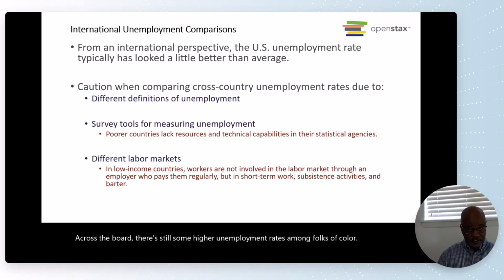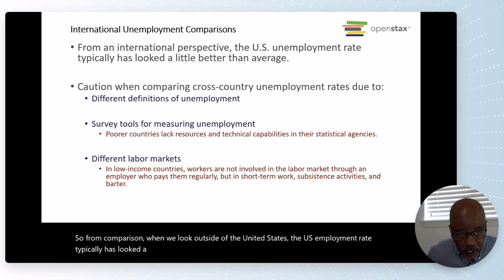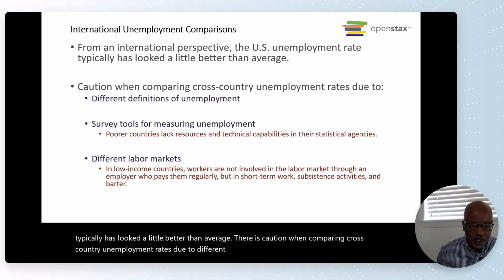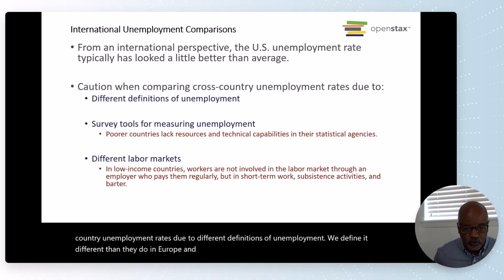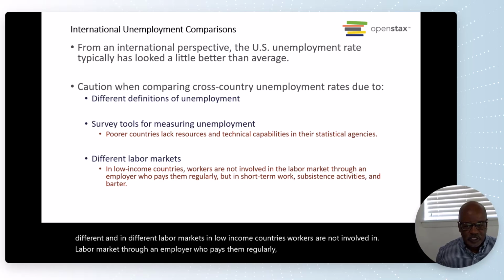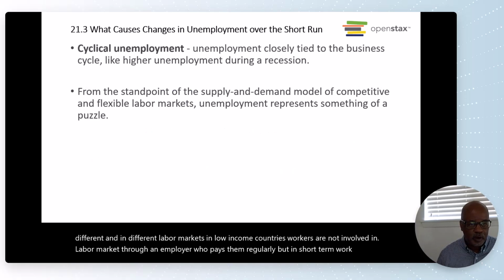So, by comparison, when we look outside of the United States, the U.S. employment rate typically has looked a little better than average. There is caution when comparing cross-country unemployment rates due to different definitions of unemployment. We define it differently than they do in Europe and the UK. Survey tools for measuring unemployment are different, and then there are different labor markets. In low-income countries, workers are not involved in the labor market through an employer who pays them regularly, but in short-term work, subsistence activities, and barter.